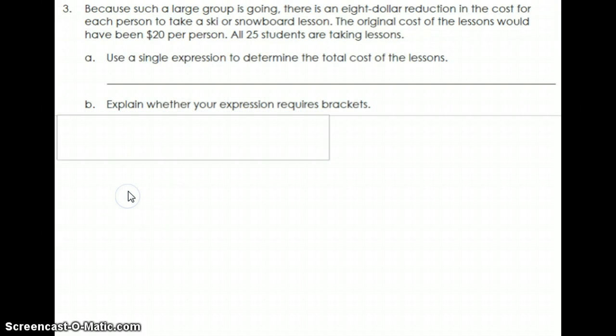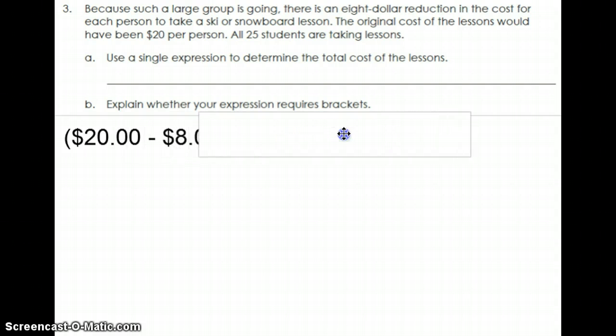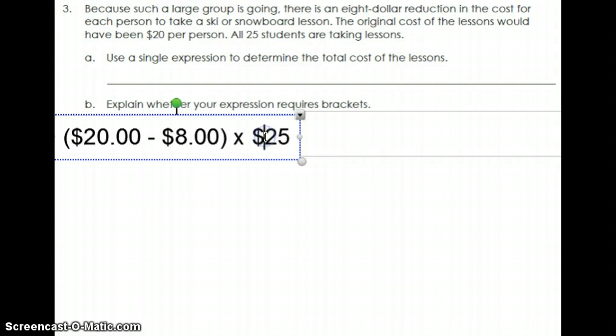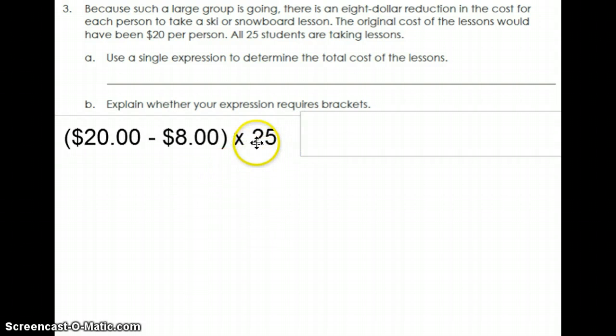Finally, because such a large group is going, there is an $8 reduction. A reduction means a removal or subtraction from the cost. Normally, it would be $20 per person, with all 25 students taking lessons. To do that, you need to take the original cost, subtract the $8, and multiply it by 25 students.